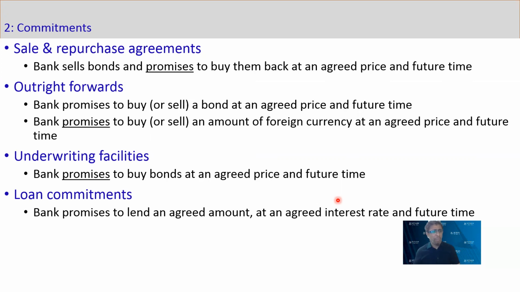The second thing is that the bank promises to buy or sell amounts of foreign currency. This happens to bonds, and this happens to foreign currencies. Underwriting facilities is a big one, and we already know it. I think they do it a lot in this country and in so many countries.